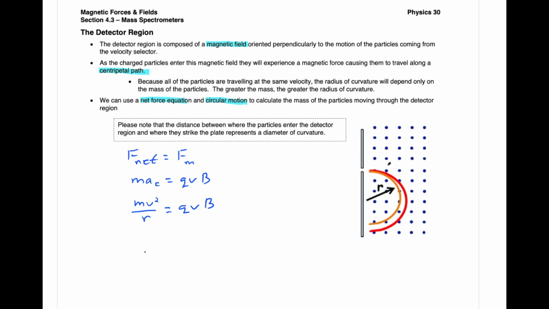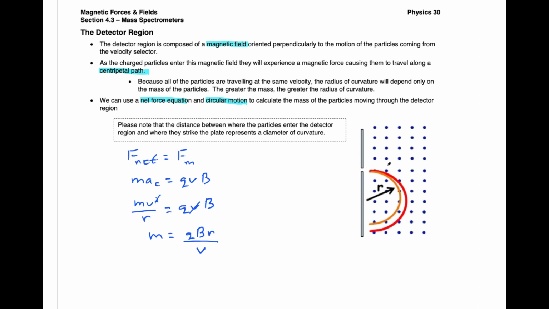Now you can solve for any one of those ones here. But typically what we'll do is we'll cancel out those velocities, and typically we're looking for the mass. And so if we solve this just for mass, then we can get q times B times the radius all over top of the velocity. Now you could also solve for any other pieces. You could solve for, say, the radius of curvature of the magnetic field there, depending on what you're asked for. But we'll always set it up as mv squared over r equals qvB, and then solve from there.